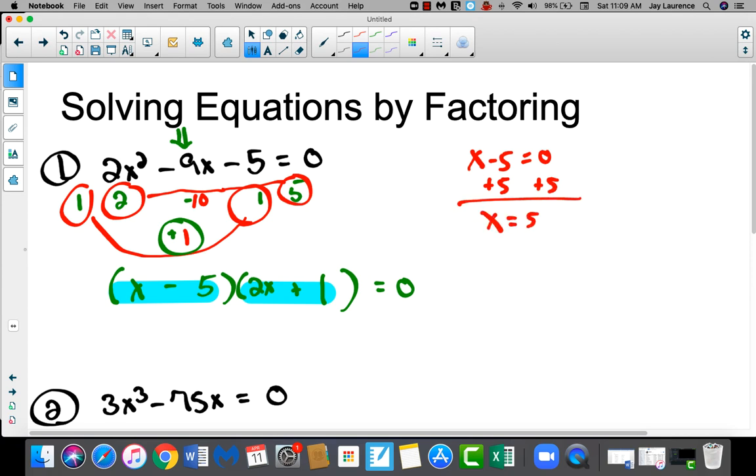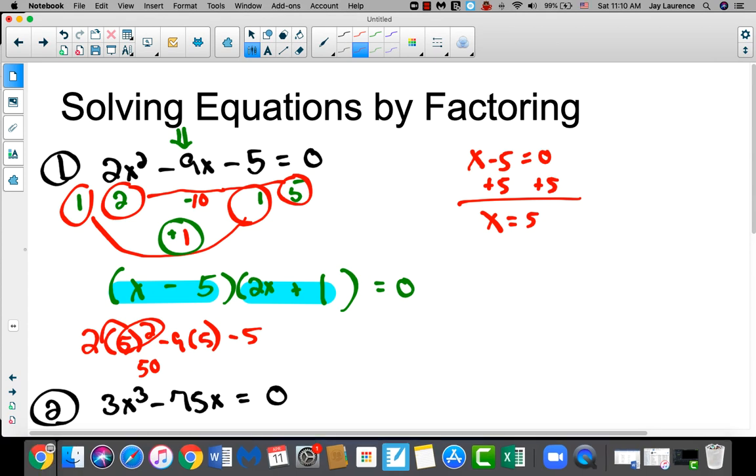One of the solutions is 5. Watch what will happen. I'm going to stick 5 in for x. We're going to have 2 times 5 squared minus 9 times 5 minus 5. Okay? This is 25 times 2 is 50, right? Minus 45 minus 5. Bingo. It equals 0, doesn't it? Yeah, it does. It's kind of crazy.